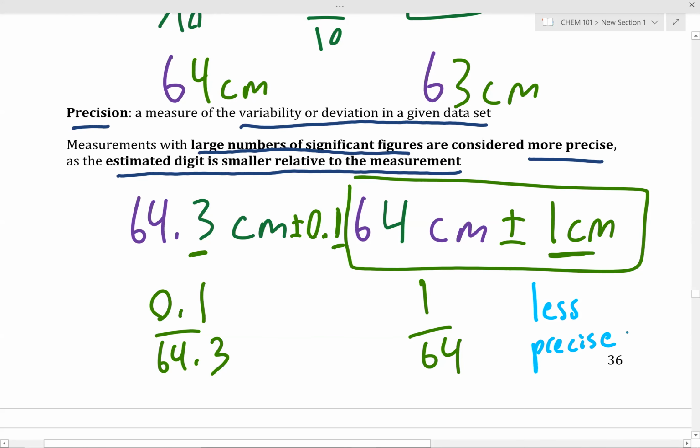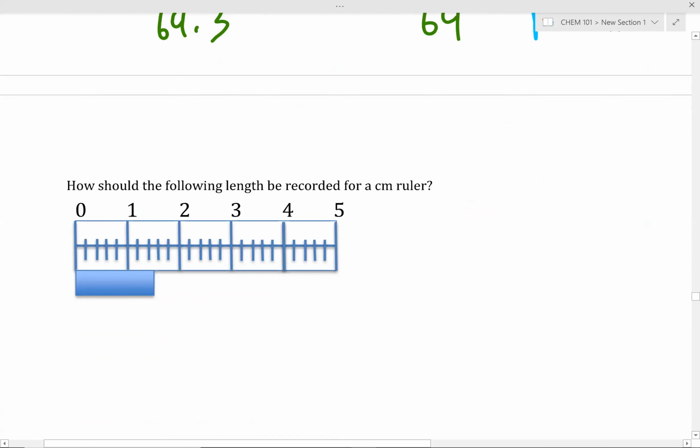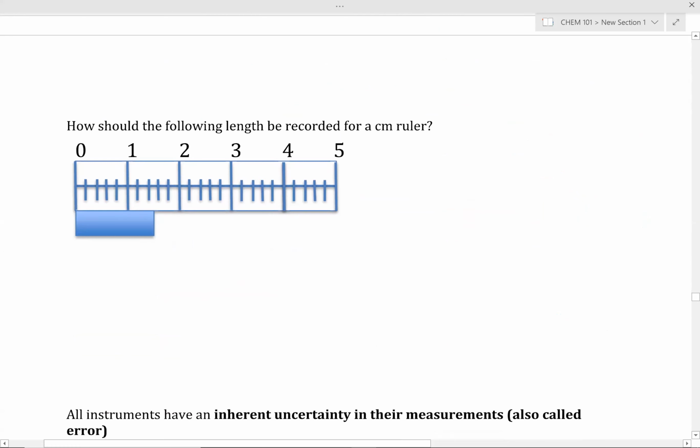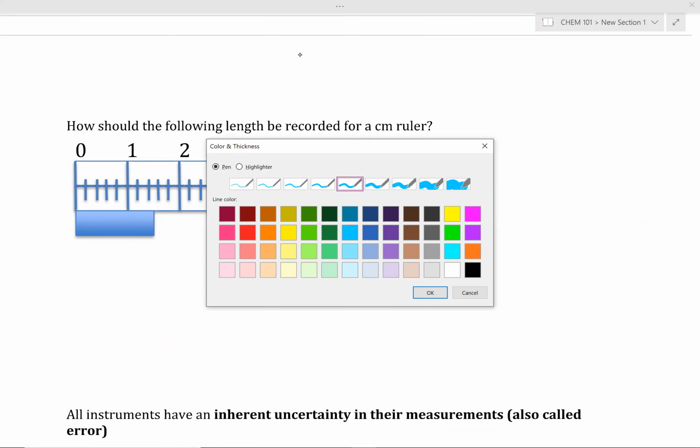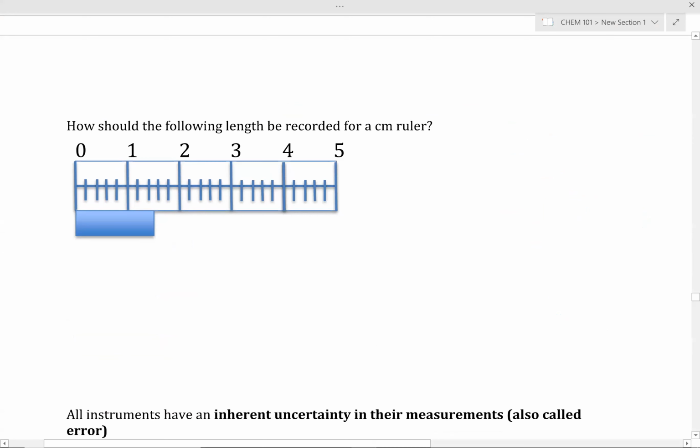Does that make sense? Okay, so let's keep going with this. I'm going to ask you a relatively innocuous question. This is similar to what you'll see on potentially a quiz, though there may be differences. How should the following length be recorded for a centimeter ruler? Take a moment and try to record the length. It does take a few steps.